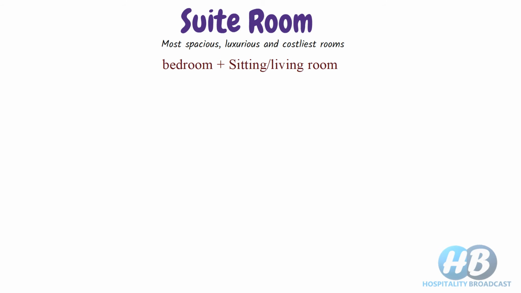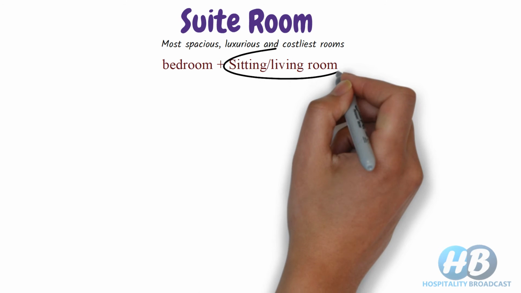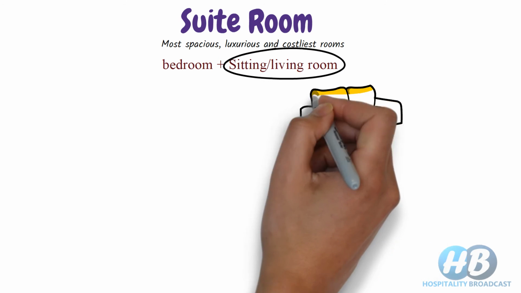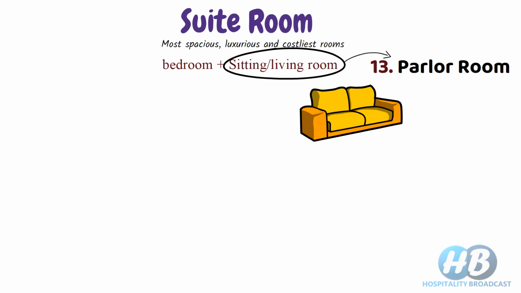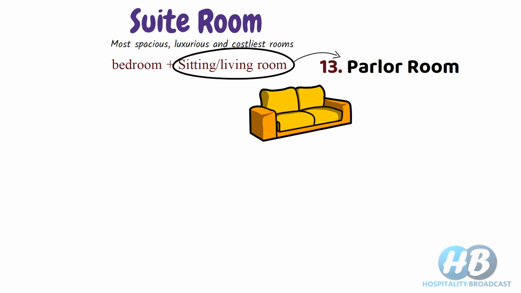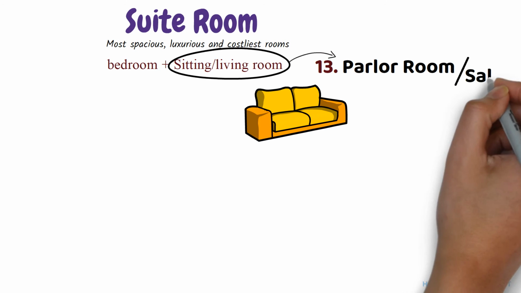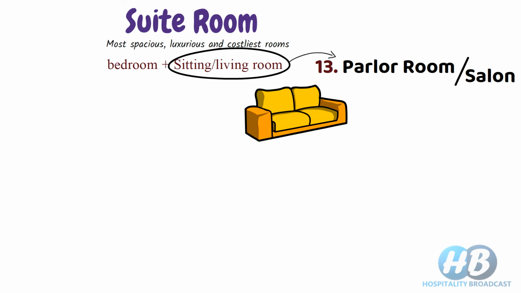Note guys, in some hotels, a room which is used for sitting purpose with a chain of sofas and chairs is also called parlor room. This room is generally not used as a bedroom or sleeping. It is also called saloon in some part of Europe.